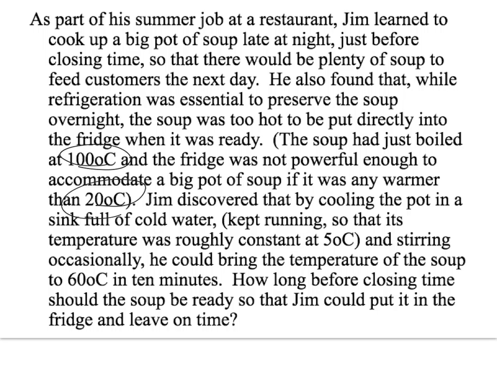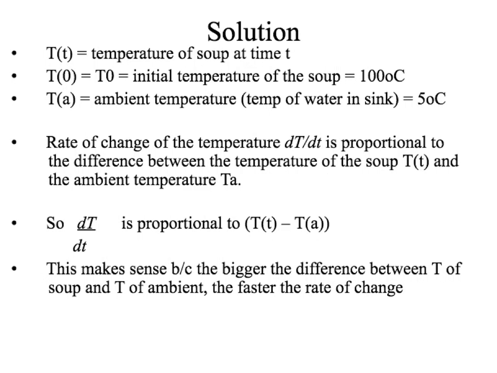So he keeps it running in a sink at 5 degrees Celsius, so that's your ambient temperature. And with some experimental data, he finds that in 10 minutes he can cool it down to 60 degrees Celsius. So we're going to take a look at cooling. The temperature at time t is what we often want to find. T sub naught is the initial temperature of the soup, in this case 100 degrees Celsius, or whatever object we're looking at. And the ambient temperature, the water in the sink, is 5 degrees Celsius.